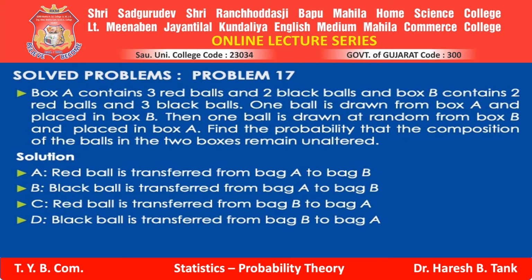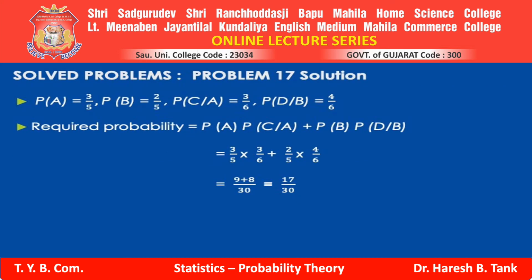Very intelligent question. Just think it over. Let us suppose event A is that a red ball is transferred from bag A to bag B. Let us suppose event B is that a black ball is transferred from bag A to bag B. Now the reverse process from bag B to A: event C is that a red ball is transferred from bag B to bag A, and let us suppose event D is that a black ball is transferred from bag B to bag A. Now think of what probability is required.